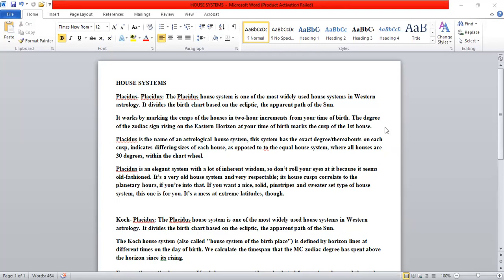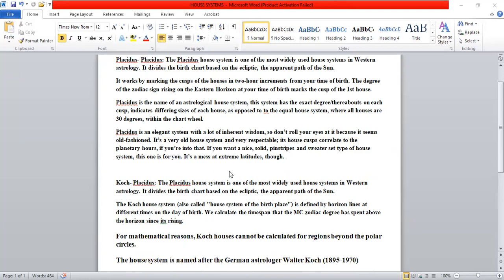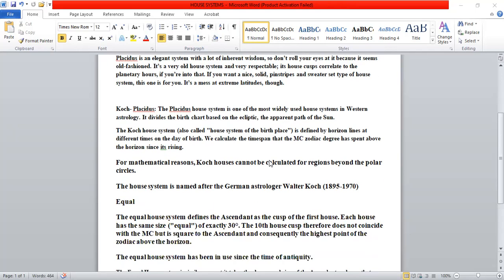So if it's, you know, 15 degrees Sagittarius, that's where it starts. Placidus is the name of an astrologer. This system has the exact degrees on each cusp, indicating different sizes of each house, as opposed to the equal house system where they're all the same, which we'll get to in a second. Placidus is an elegant system with a lot of inherent wisdom. Don't roll your eyes, it seems old-fashioned. It's a very old house system and very respectable. Its house cusps correlate to the planetary hours, if you're into that also. I don't know if I agree with all of that, but they all goof out at extreme latitudes. I should say that. They pretty much all do.